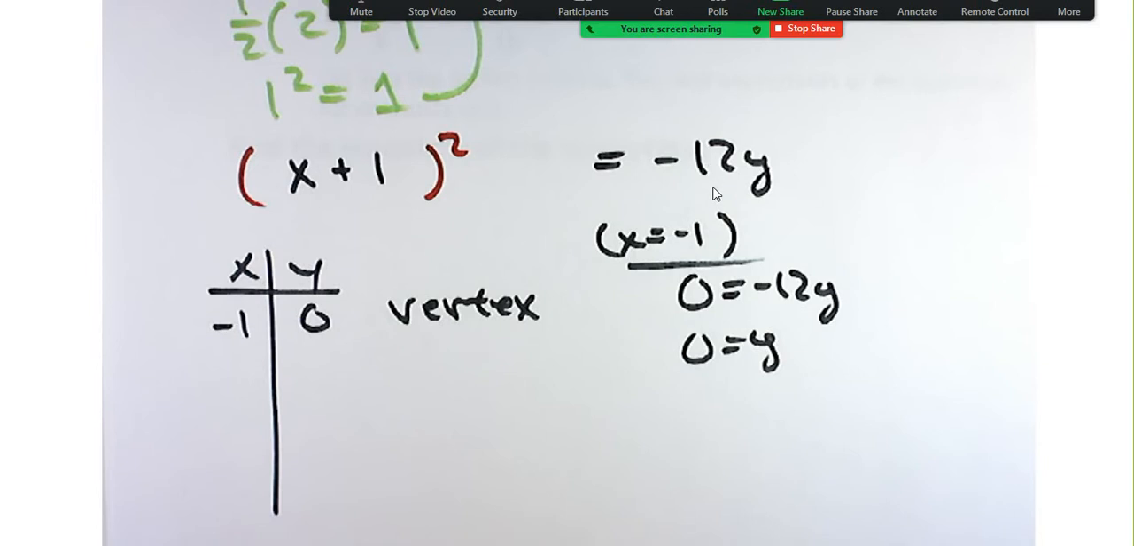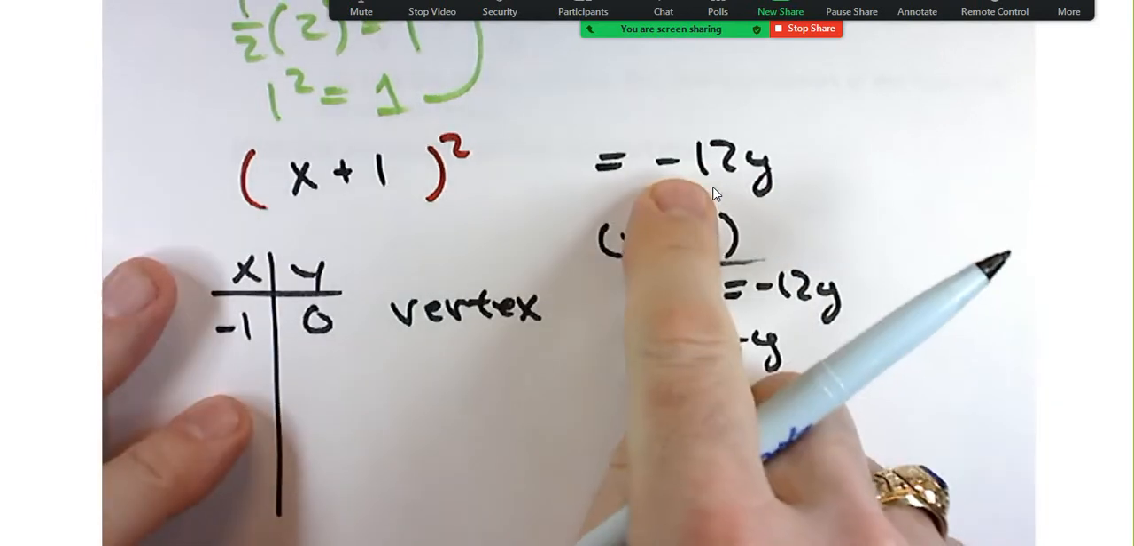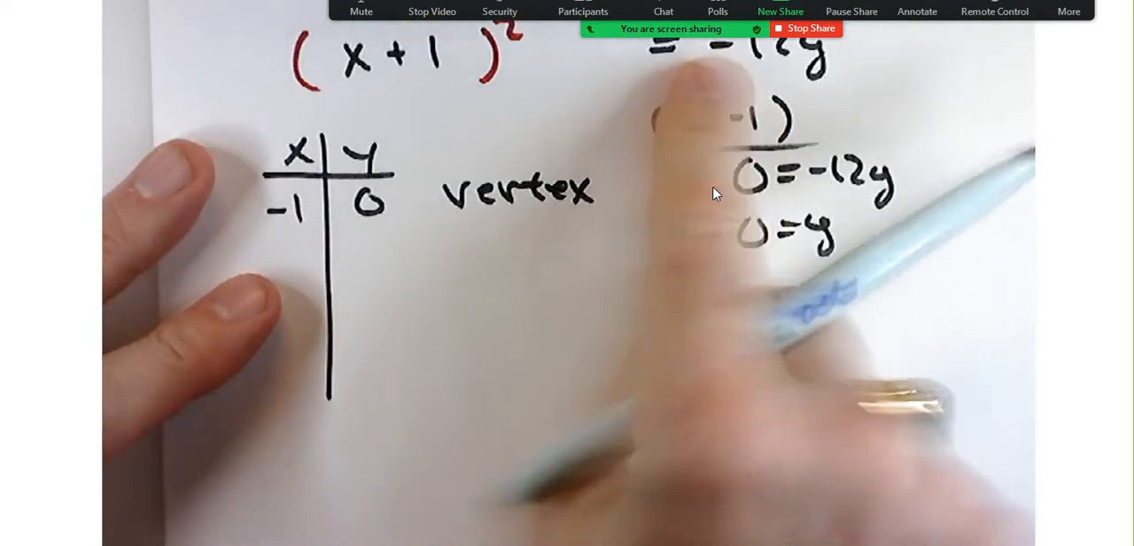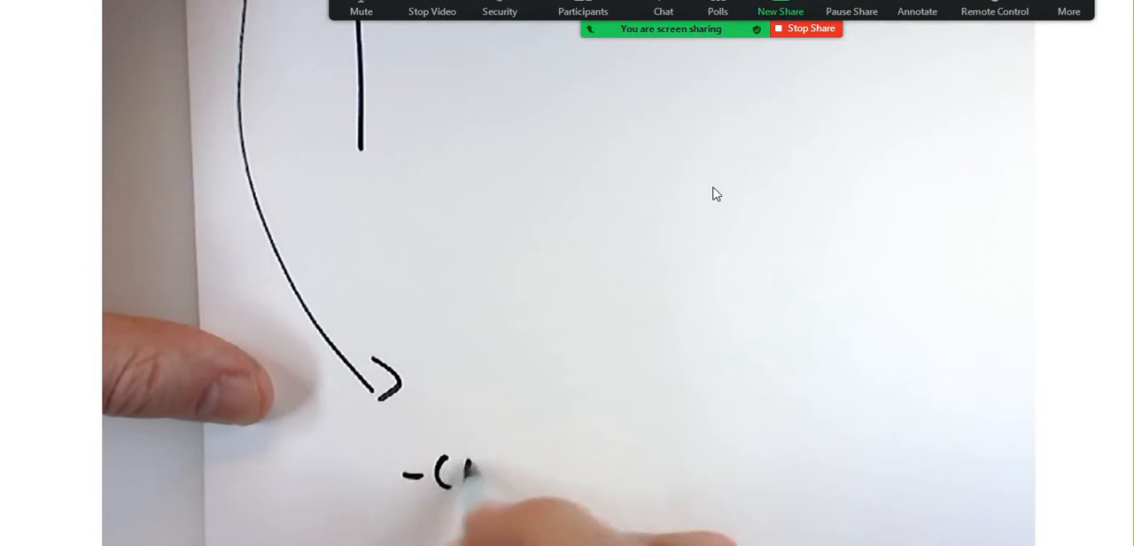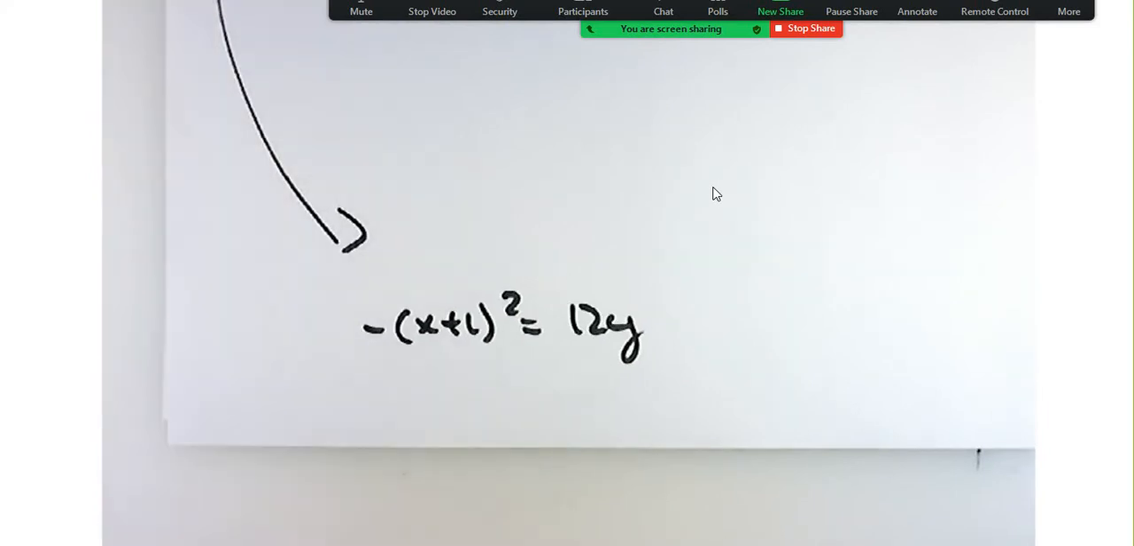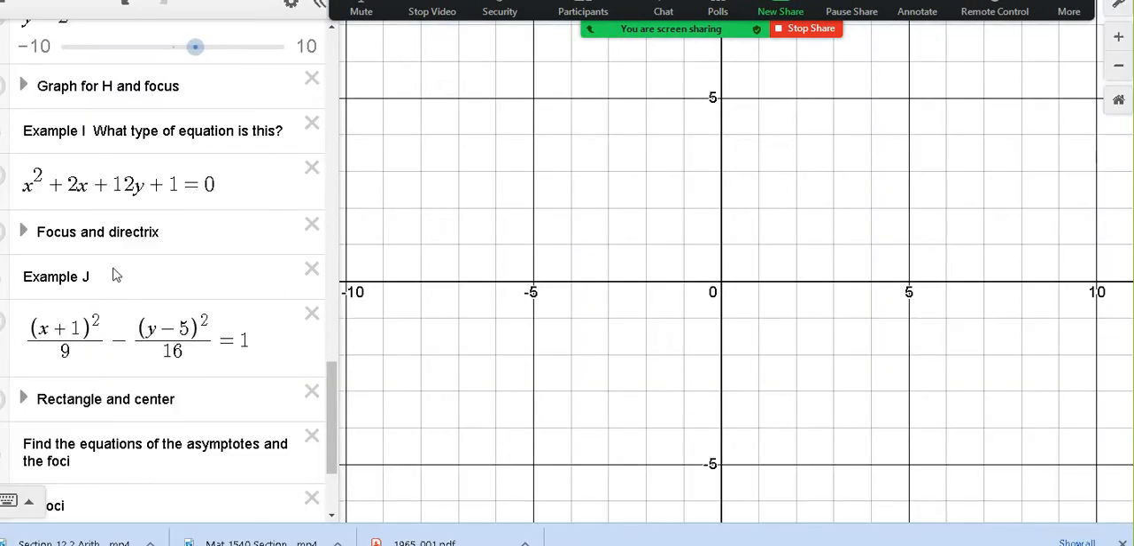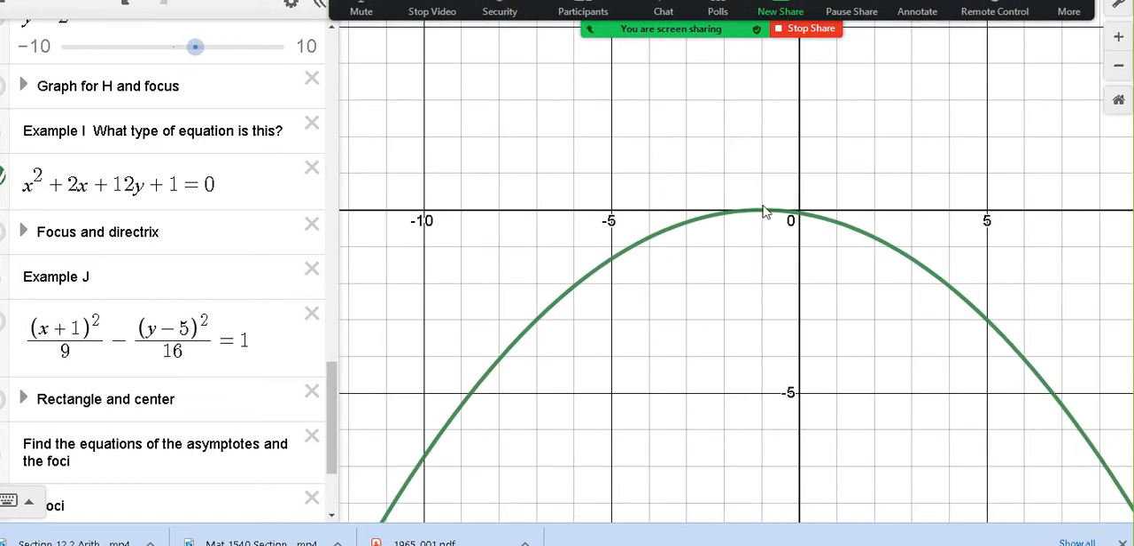I guess it might be a little bit misleading because I've got the negative here. Let me divide both sides of this by a negative 1 and get negative (x plus 1) squared equals 12y. That one has to open down. So, okay. Let's now click that button here on Desmos, and you can see that the vertex is exactly where we expected it. Negative 1 and 0. Great.